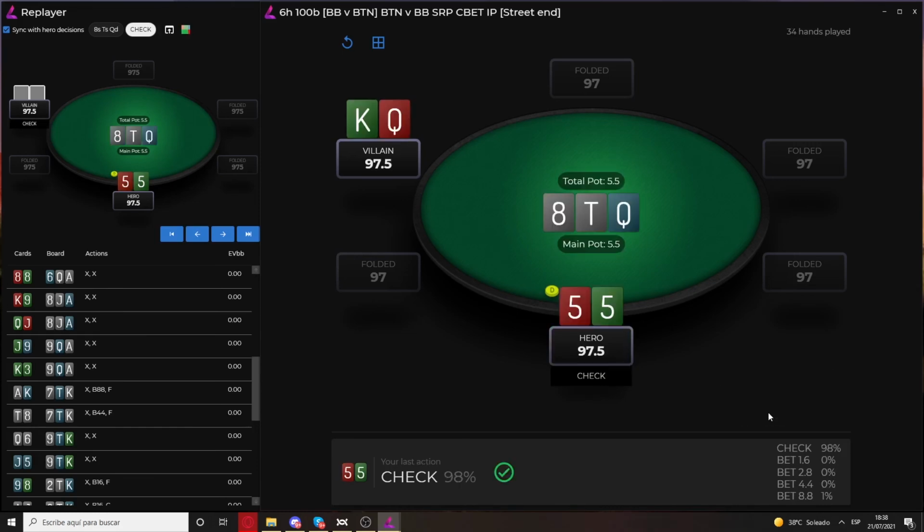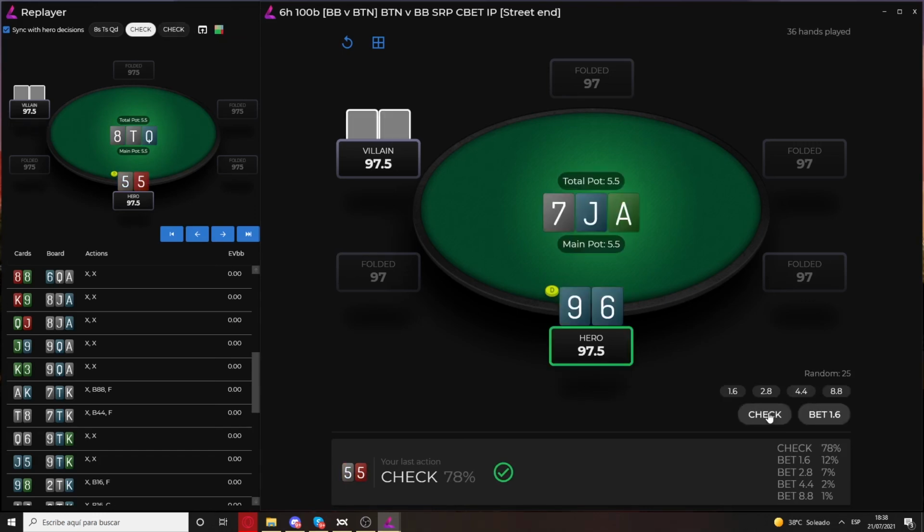Gonna ignore this board as well. Okay, this is a pretty nice split board. We're going to be splitting between 30% and overbet. Going to be around 70% overall betting frequency because of the small bet split.